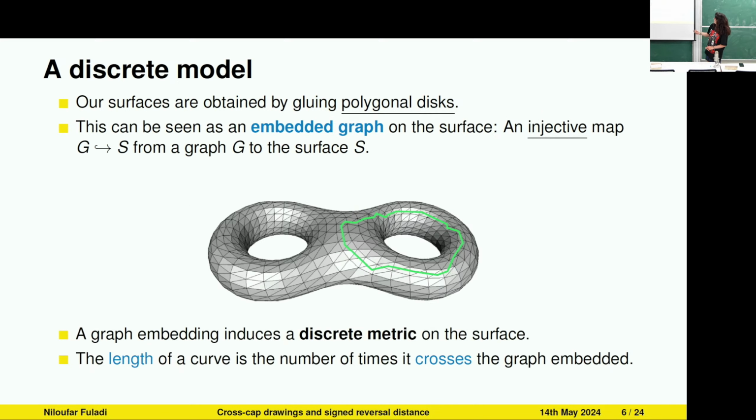So the nice thing about embedded graphs is that they somehow give your surface a discrete metric. So what does it mean? Imagine again that my surface is this triangulated double torus, and the graph of the triangulation is giving it a metric. The curves that I'm allowed to draw on this are curves that are crossing the edges of my triangulation only transversely, okay? And now the length of this curve would be the number of times that it's crossing these edges of this triangulation. So this is the metric. Any questions? No?